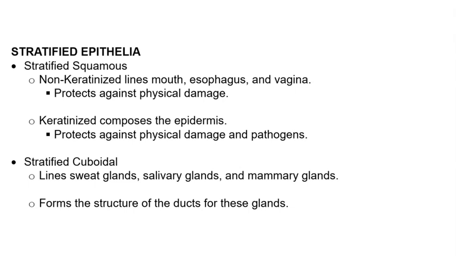Here we'll examine the four varieties of stratified epithelial tissues. The stratified epithelia include the stratified squamous epithelium. It has two forms, a non-keratinized form and a keratinized form. Keratin is a tough fiber-like protein that gives this tissue its great strength.